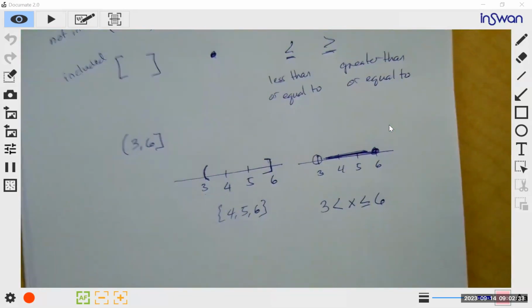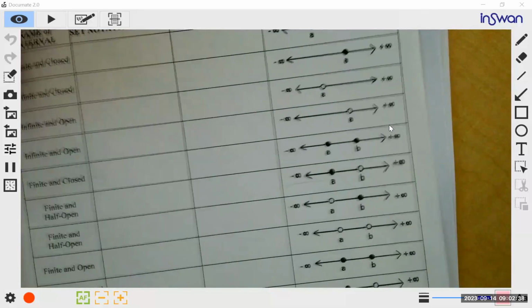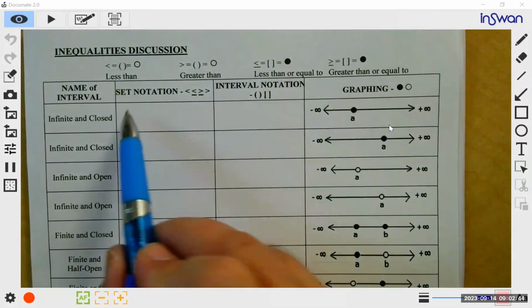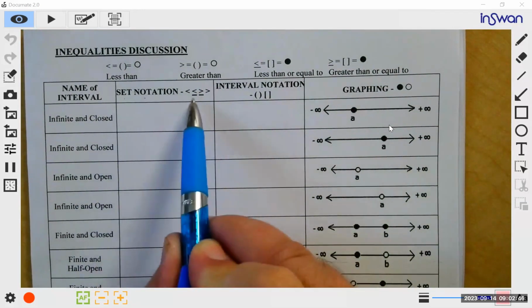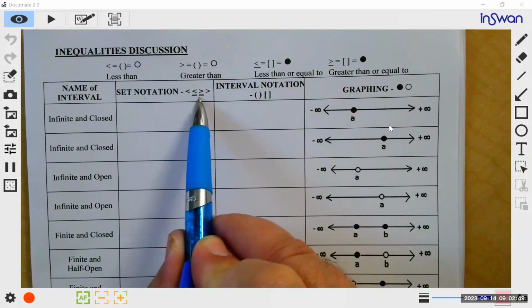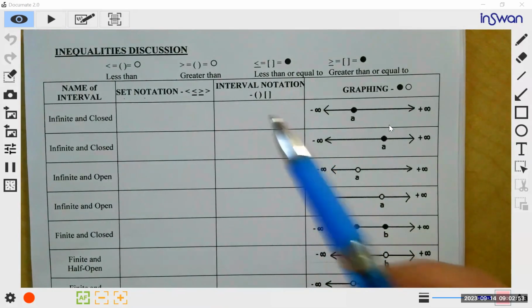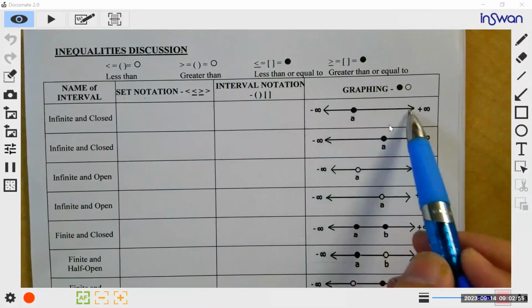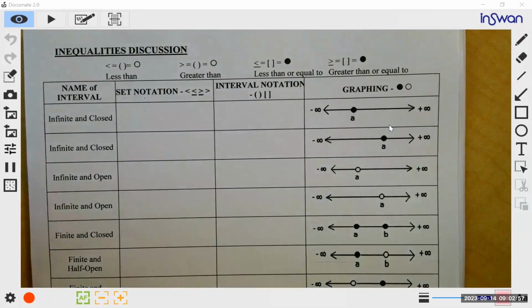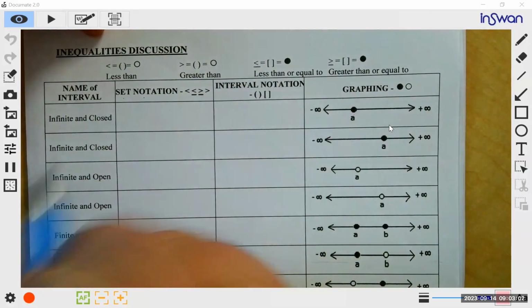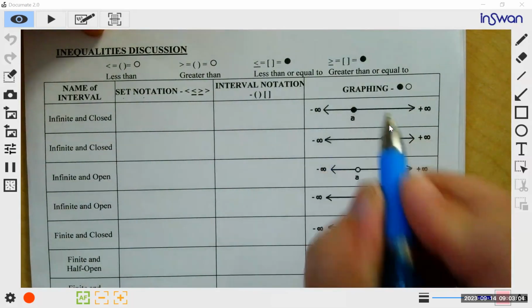All right. Let's begin. We have 3 different types of notations. Set notation deals with the inequalities. Interval notation deals with the brackets and parentheses. And graphing deals with the dots and open dots. Infinite and closed. What that one means is this.